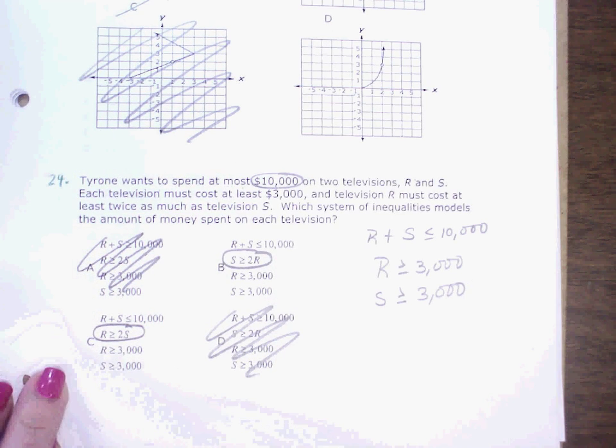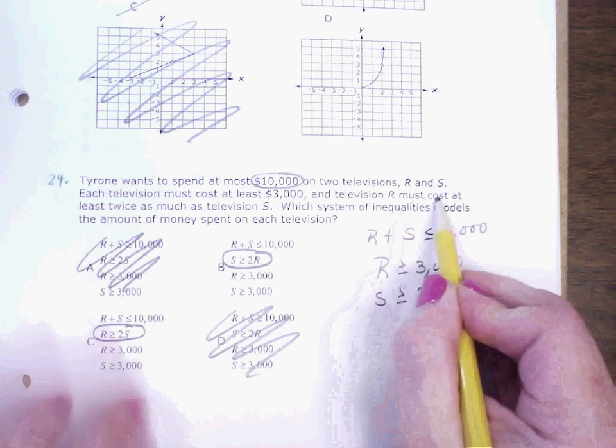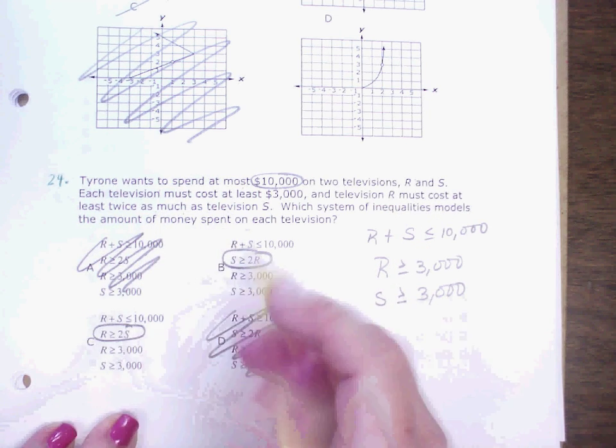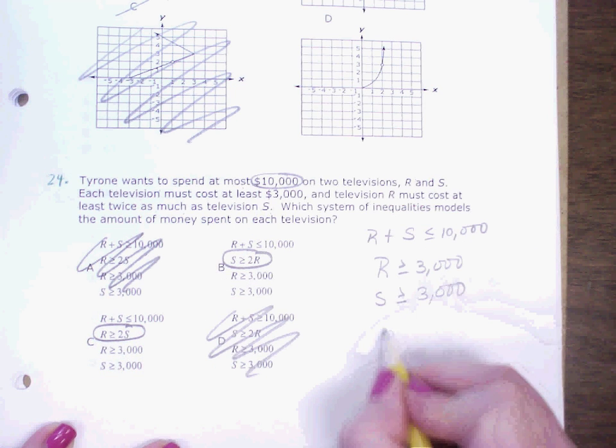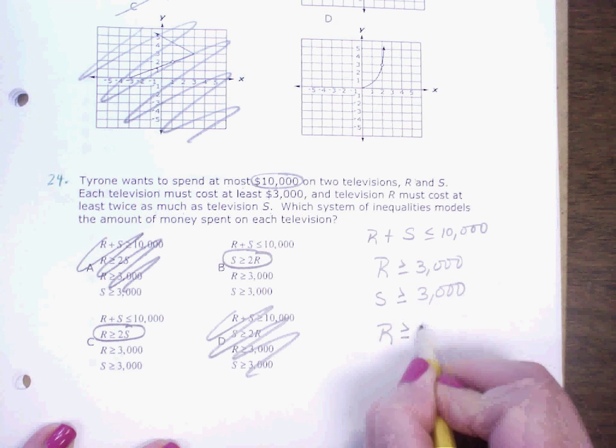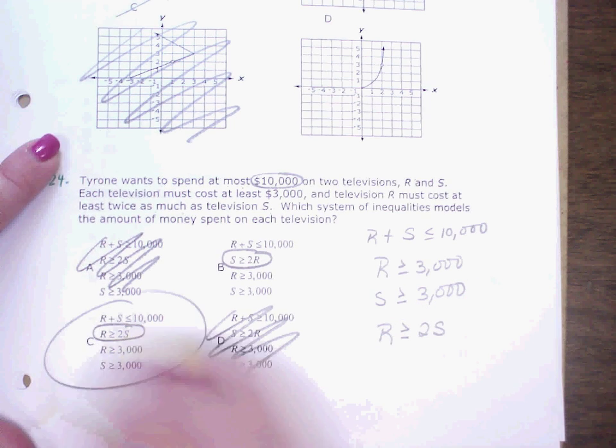So let's see the next one. R must cost at least twice as much as S. So whatever R is needs to be greater than or equal to 2S. So the correct answer was C.